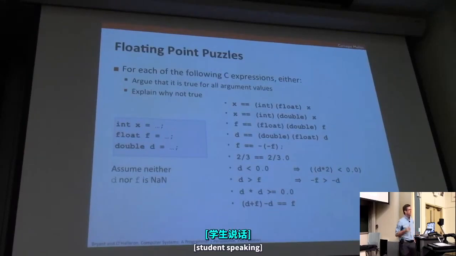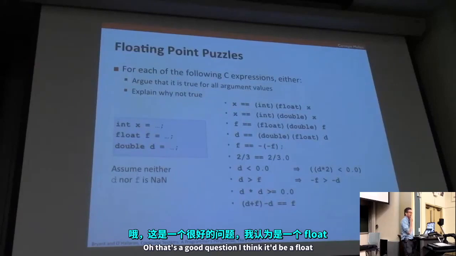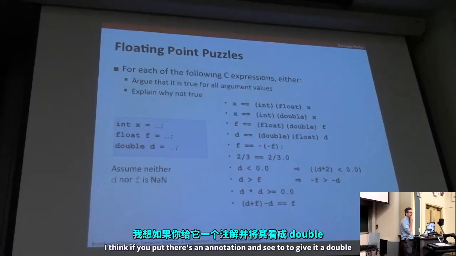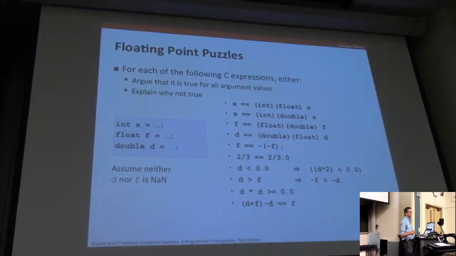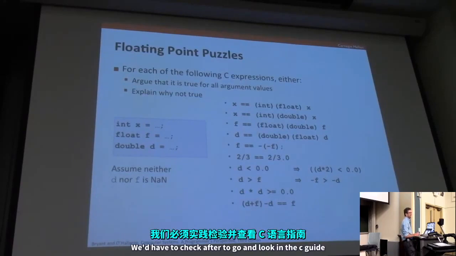You said that 2 over 3.0 was a float. Is that a float or a double? Oh, that's a good question. I think it'd be a float. I think there's an annotation in C to give it a double, and there's also one for floats, an F. That's a good question. I don't know. We'd have to check. I'll have to go and look in the C guide.